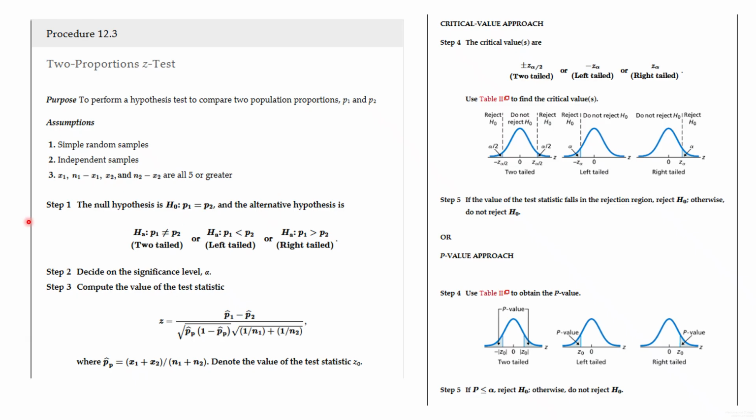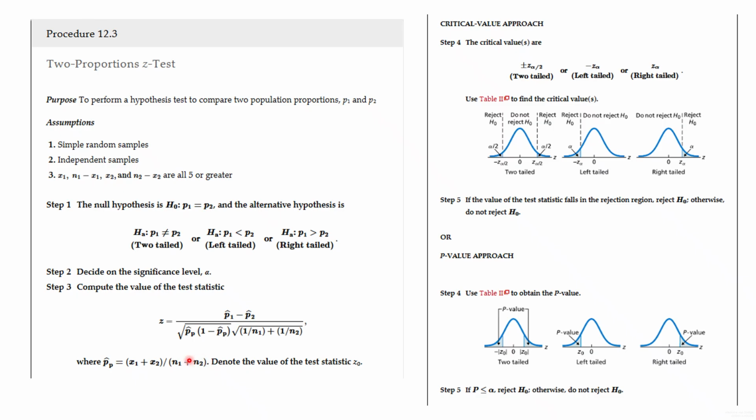The null hypothesis here, H0, is p1 is equal to p2, and then your alternatives are two-tailed, left-tailed, or right-tailed. Now we'll decide on our significance level alpha, and we can compute the value of the test statistic down here. But we need to stop, because check this out right here. We need to calculate something called p hat sub p, and that's equal to x1 plus x2 divided by n1 plus n2.